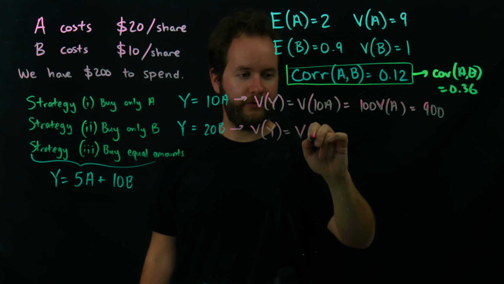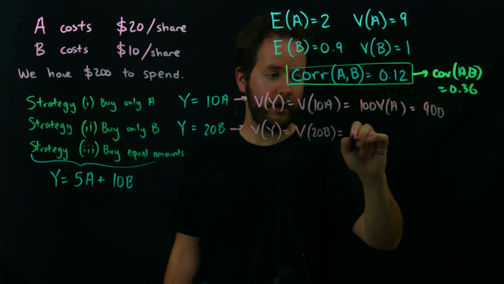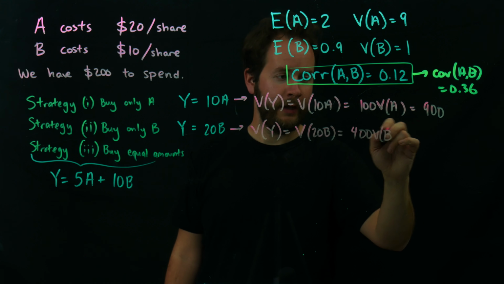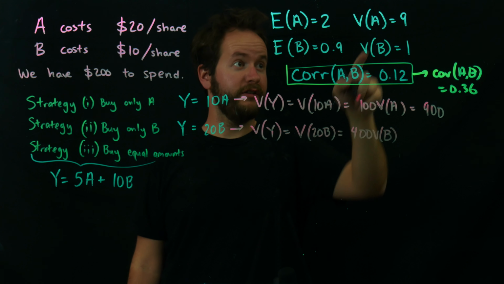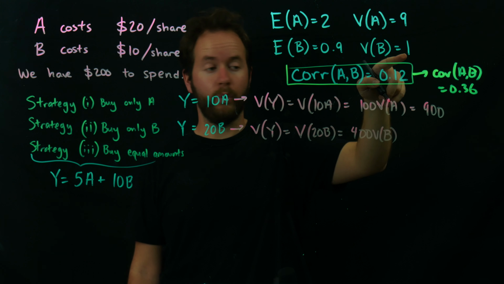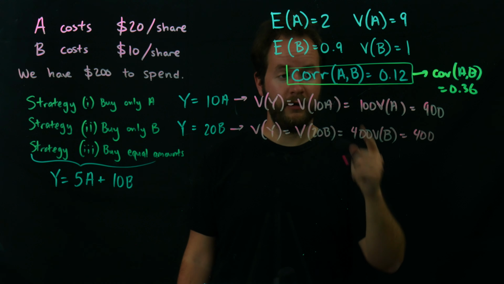We take the variance of both sides. Of course, when we take this 20, we have to take it out and square it, giving us 400 times the variance of B. Now, while that is a bigger constant than the coefficient we had before, the variance of B is actually quite a bit smaller. The variance of B is only 1, so 400 times 1 gives us 400. So this is a smaller variance than strategy 1.